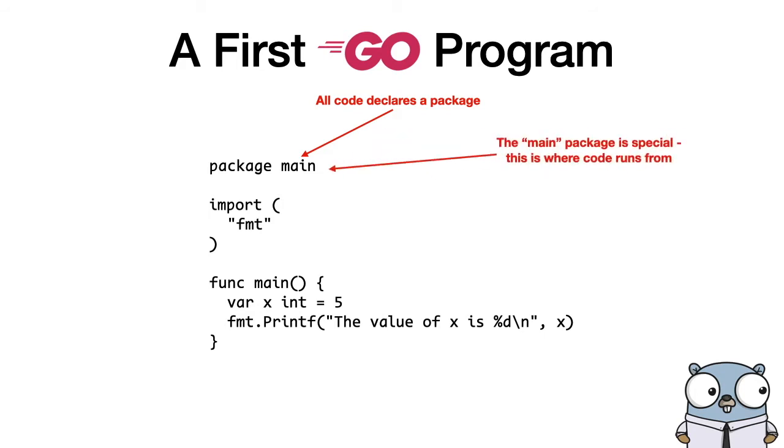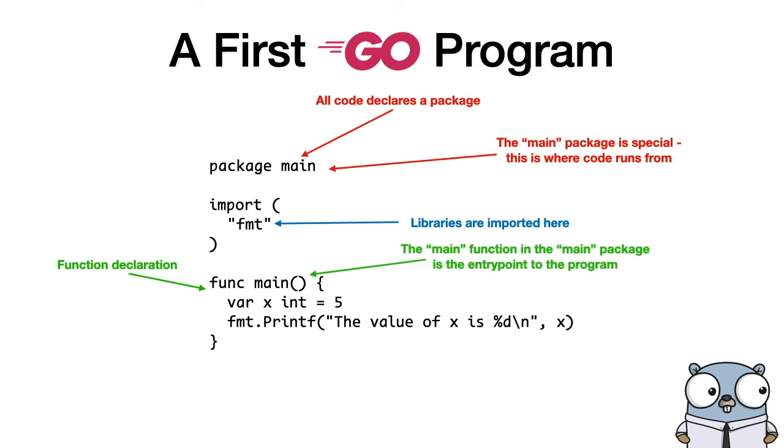Then you import your libraries. Each line is a separate library, and this is the fmt library, which is for formatted input and output. Again, we'll go into libraries in more detail later in a different video. Then we have a function declaration. This is the main function. The main function in the main package is the entry point to the program.